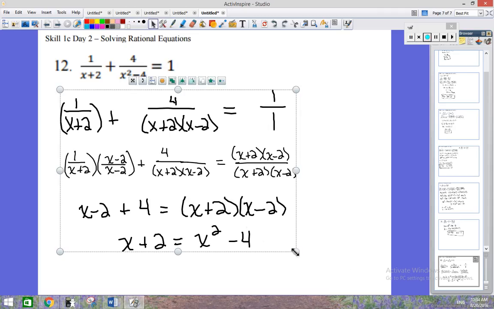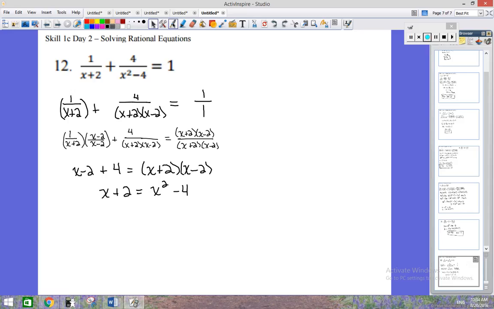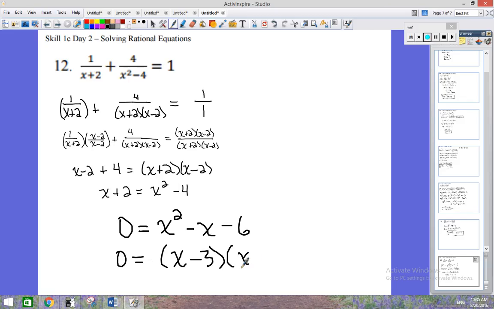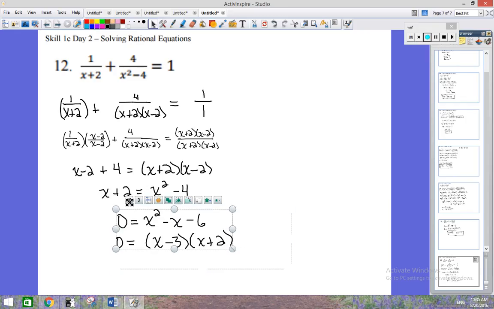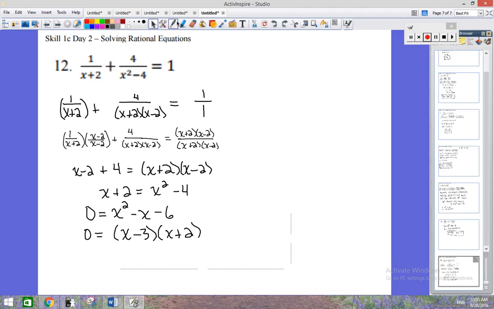Let's get it equal to 0. We'll have the 0 on the left-hand side. We'll move the term over here by subtracting x from both sides. If we subtract 2, can we factor that? Well, I believe that we can. x minus 3, x plus 2. These yield two possible solutions, 3 or negative 2.